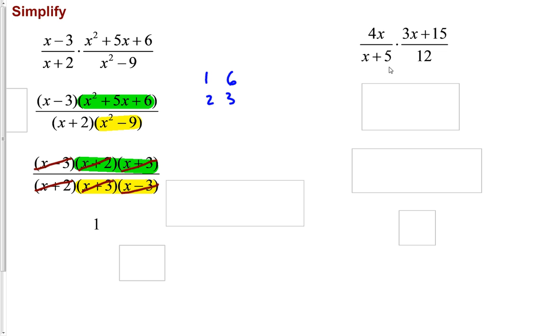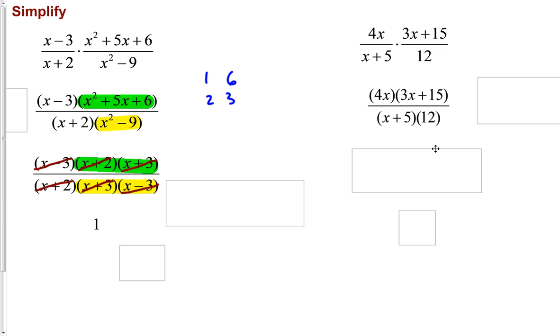Finally, last example. We have 4x over x plus 5 times 3x plus 15 over 12. First step, we're pretty used to this, wrap it in parentheses. So you just throw your parentheses around it so it's one big term that you need to simplify. Second step, we need to factor anything we can, because we don't have anything in common right now that we can easily cancel out. So we need to factor this down.